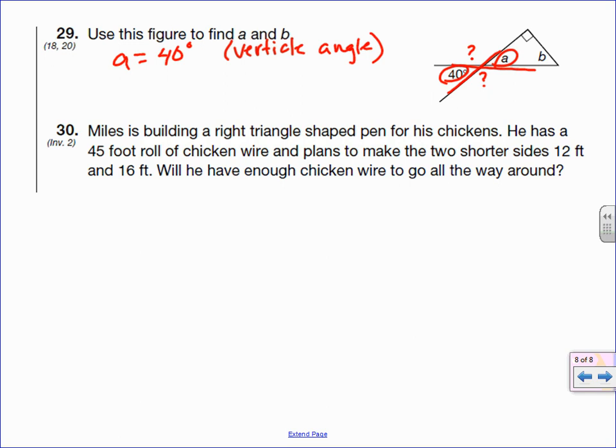And then we also know that this one right here is 90 degrees. So we have 180 degrees total for the triangle, minus 90 degrees for the right angle, minus 40 degrees for A, equals 50 degrees for B.